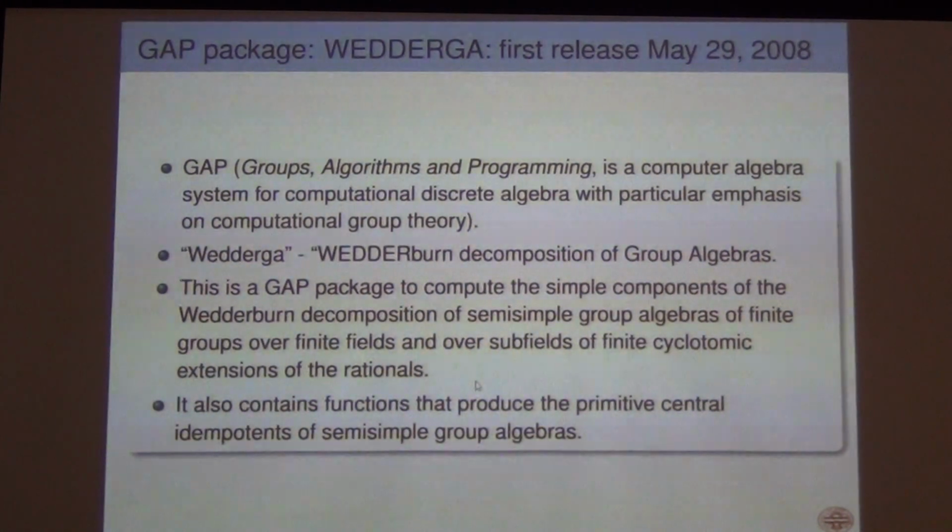So we then went to the GAP package. We saw the GAP package with Wedderga. If you have seen or worked with GAP, Groups, Algorithms and Programming, it is computer software for computations with group theory. There are many packages in GAP, and there is one package called Wedderga, which computes the Wedderburn decomposition of group algebras. And so we developed some new functions for this GAP package based on the theory which was developed.